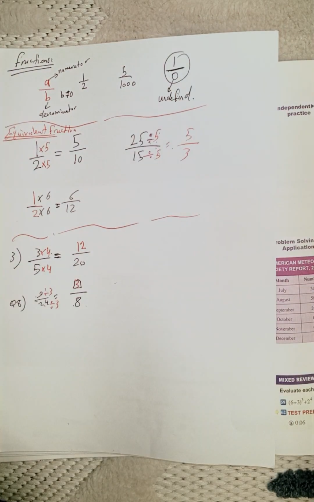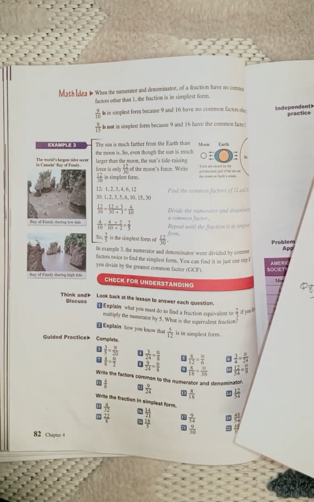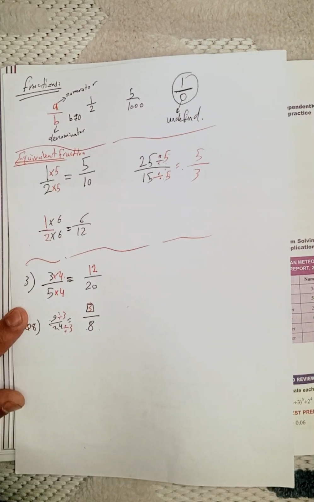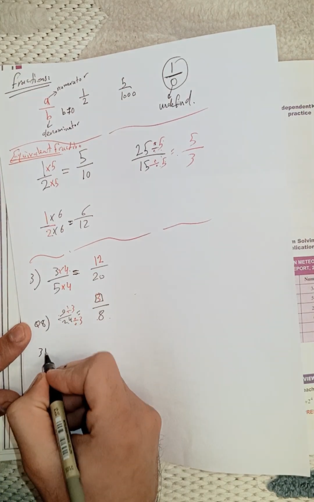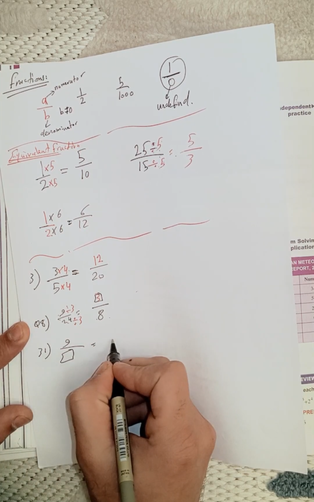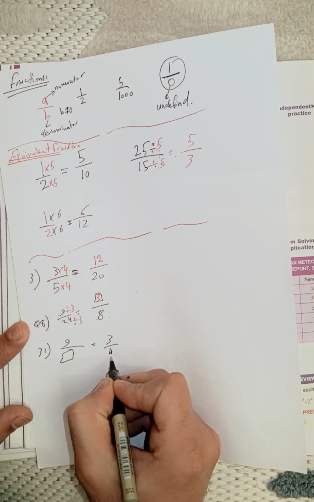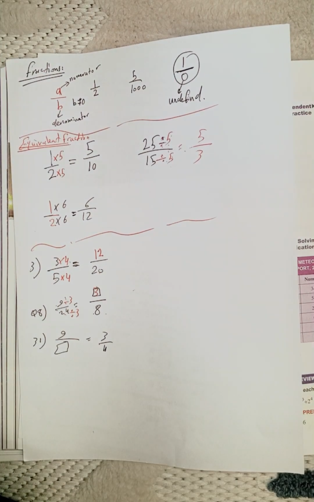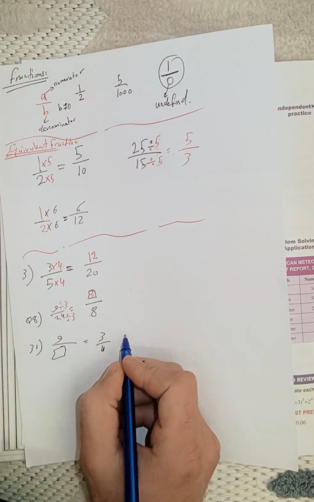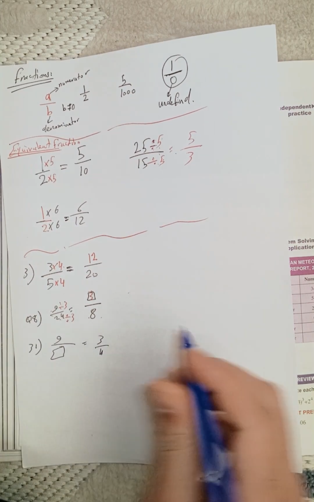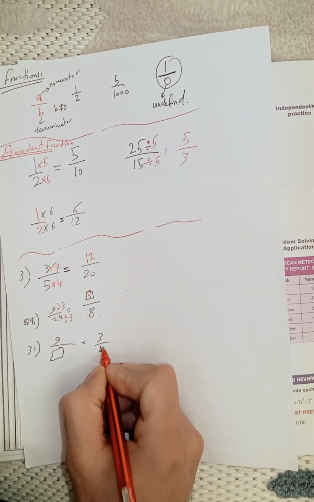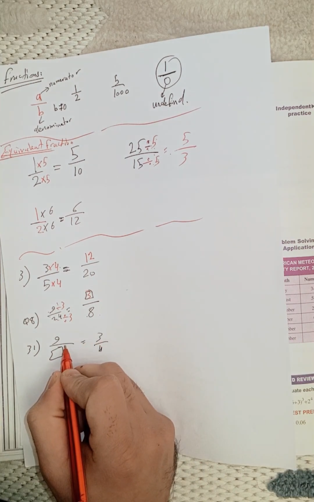Okay, so another one, let's say question 31. 9 over a missing number is equal to 3 over 4. Okay, 3 over 4. In this side we have the missing number, so we're going to look at the other side, which is 3 over 4, this fraction. So how does 3 become 9?